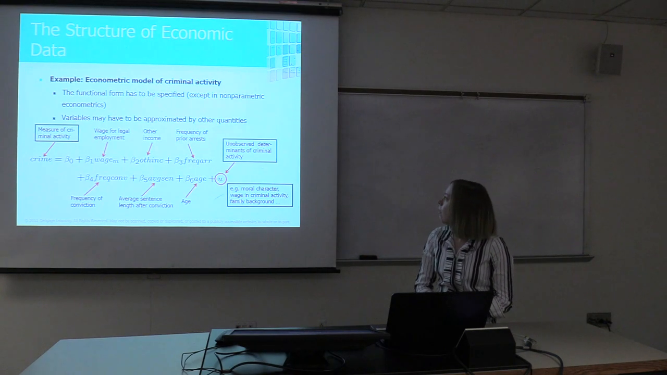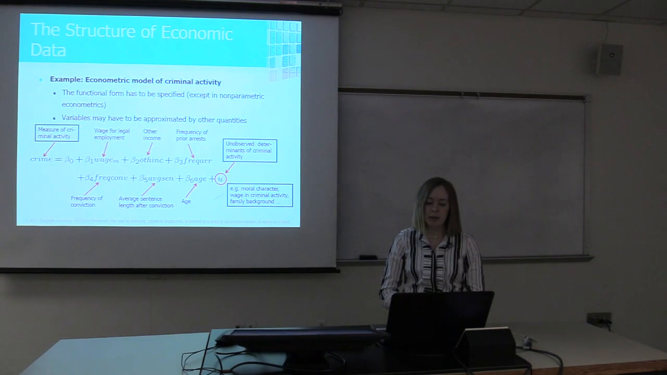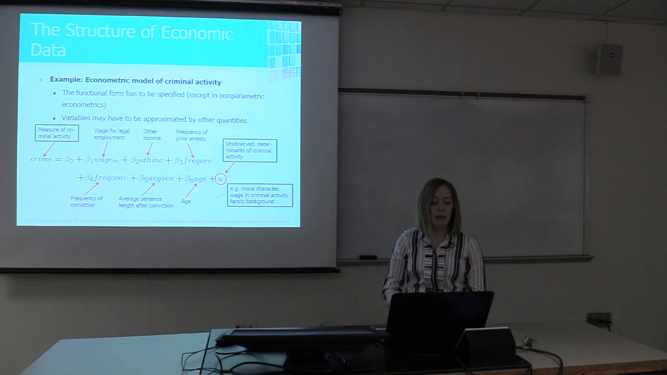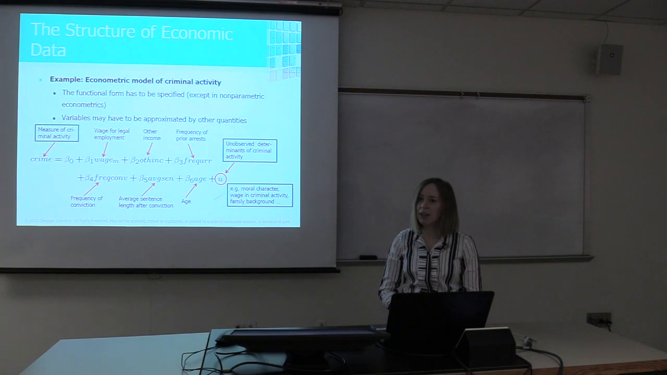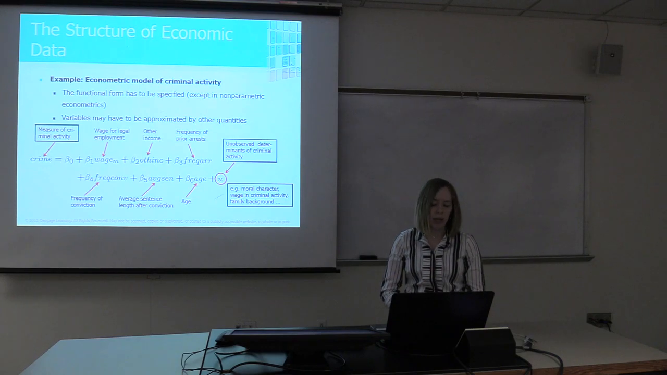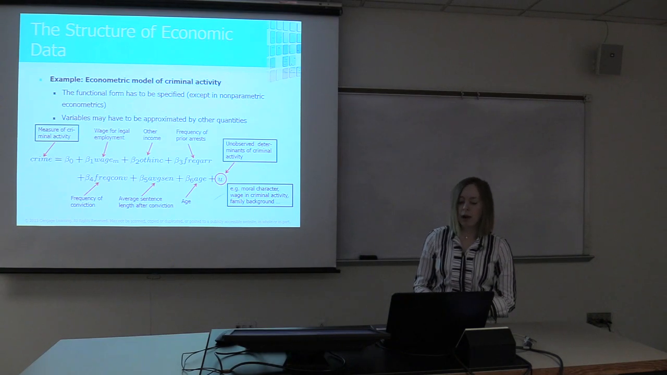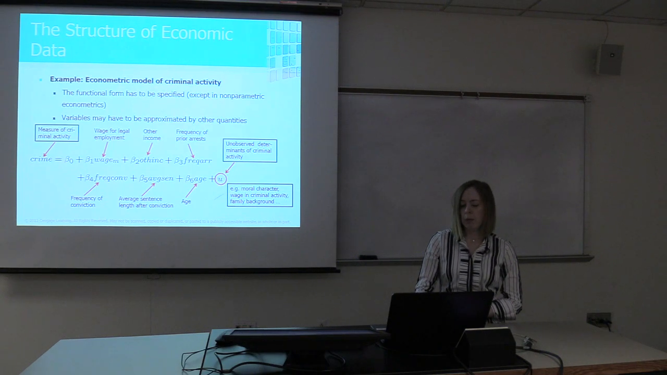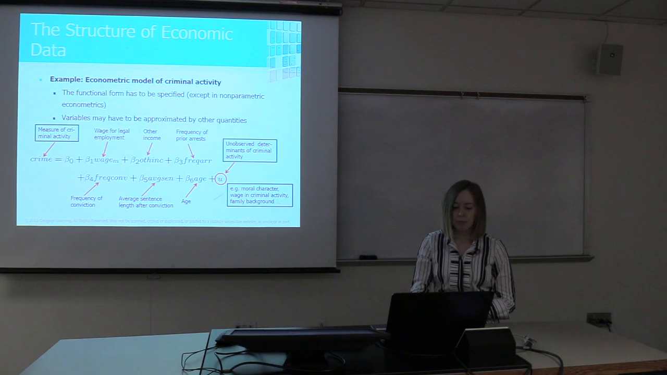So this could be called the unobserved determinants. In this case, that could be moral character. That's going to influence how much time you spend in crime, but it's kind of hard to measure. Like, how do you describe in one variable how moral someone is? That's kind of tricky. Your family background, that's kind of hard to measure too. There are ways of trying to describe those, but in this model, they have not included those. So they would be in your error term.